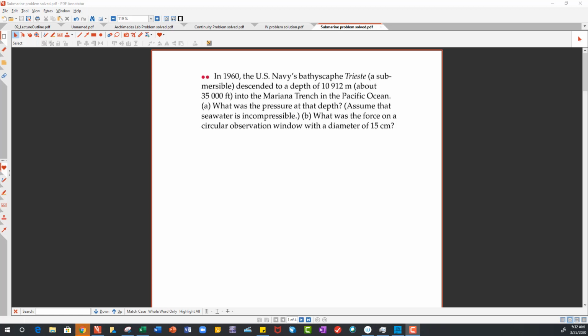We're going to work a problem here to calculate pressure at depth. So we're given this problem here, and as usual, the first thing we do is just read through the problem. We don't try and solve it.